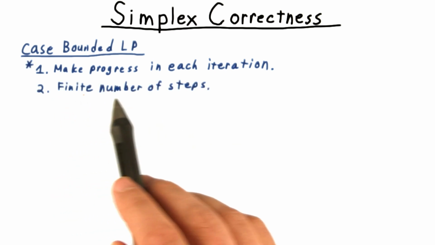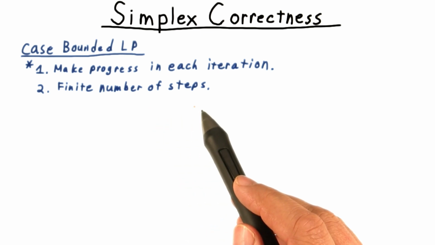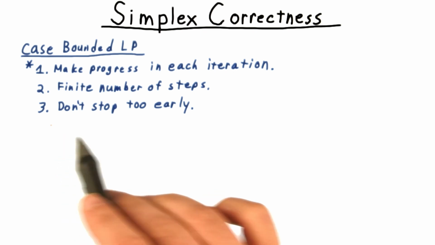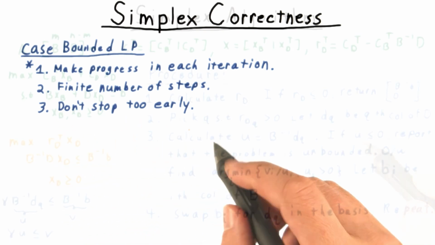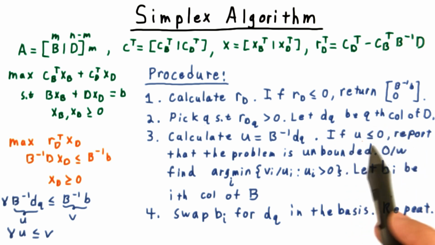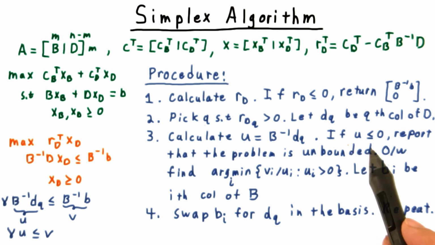Clearly, we have a finite number of steps because there are only n choose m possible bases, and because we make progress, we don't cycle among them. Now we just need to make sure that we don't stop too early. There are two possible ways the algorithm can terminate, either because u is non-positive or because RD is. Let's consider the termination because of u first. This turns out to be pretty trivial.